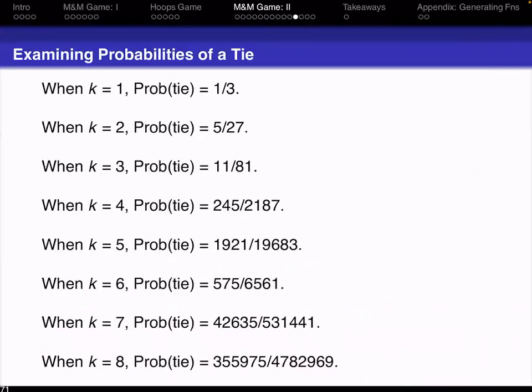Let's skip this. What I'm going to do is just report on the results. I have done the calculations, and here are the values when k goes 1, 2, 3, all the way up to 8, and the probability of a tie. You are now detectives. When you look at these probabilities, do these numbers have any interesting properties? Do you notice anything?